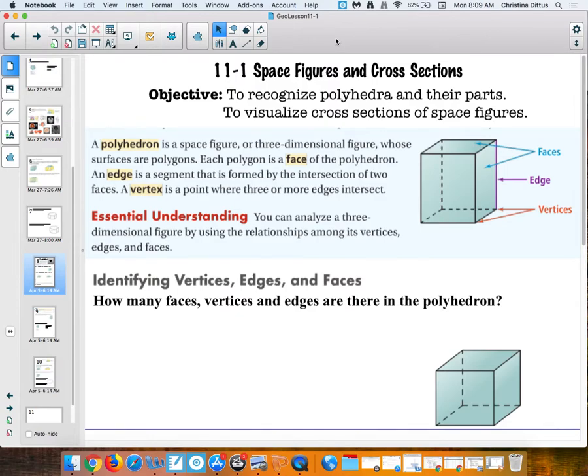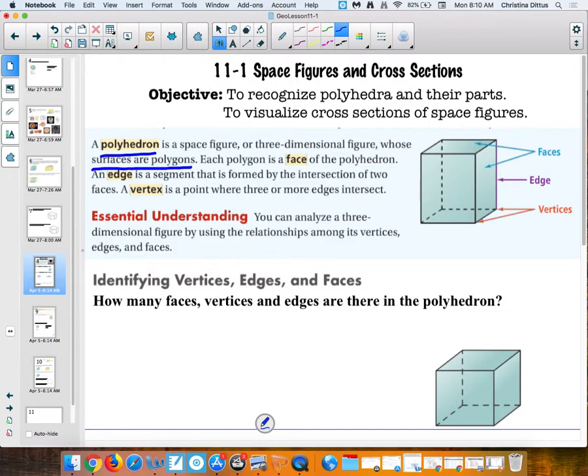Polyhedron. Polyhedra. You know what? That's plural. It says polyhedron. I was looking up here. It says, okay, most important thing, a polyhedron is a space figure, that just means 3D, whose surfaces are polygons.